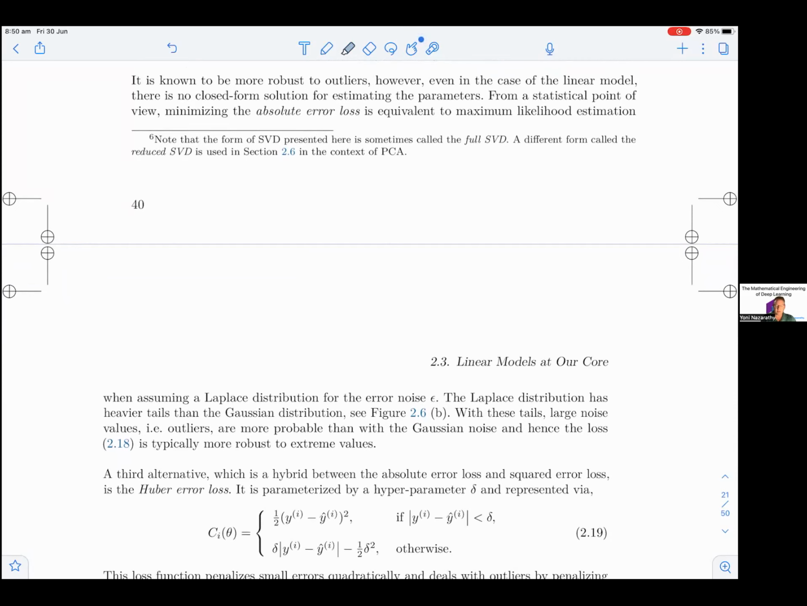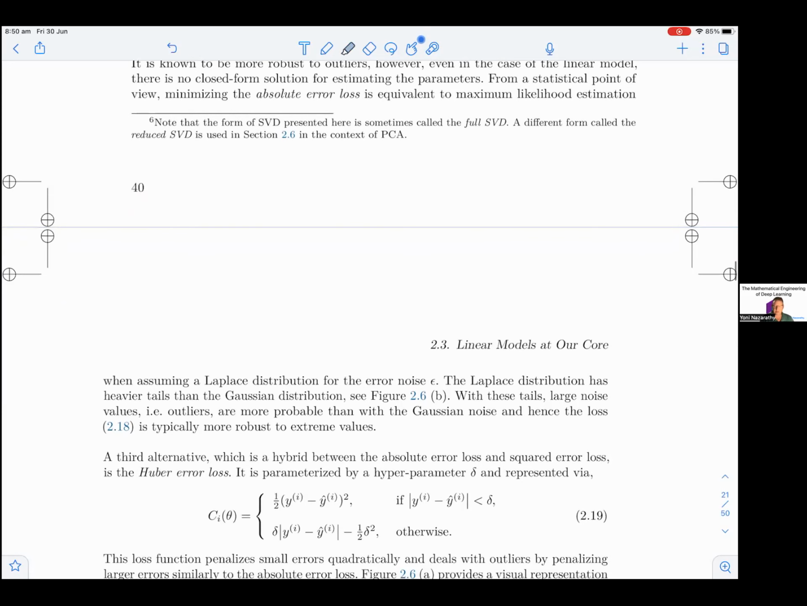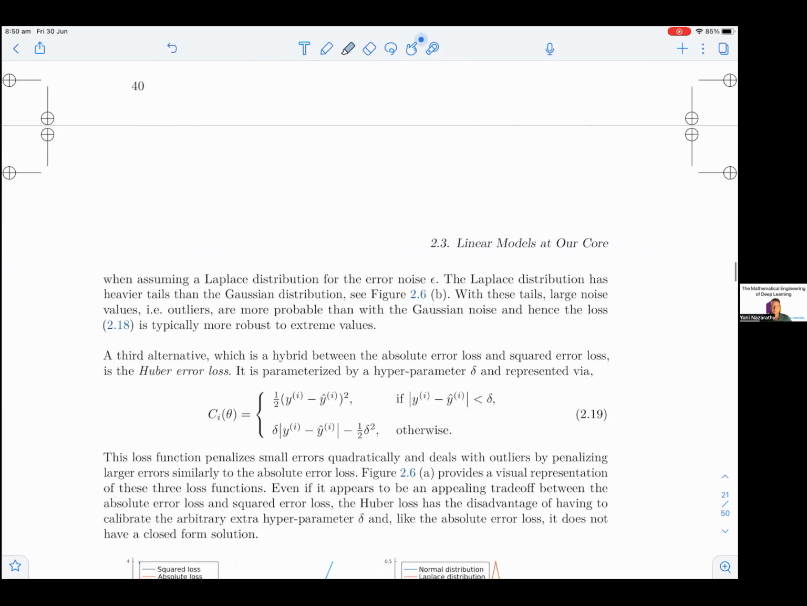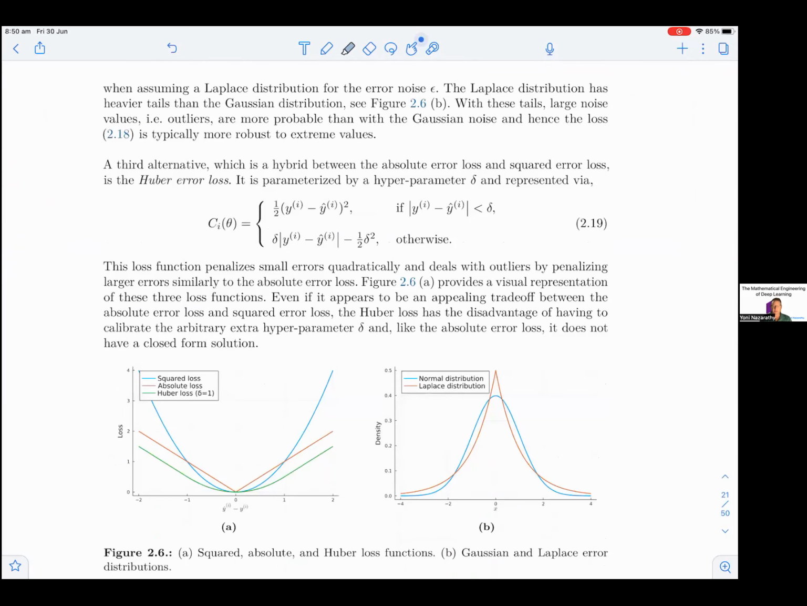From a statistical point of view, minimizing the absolute error loss is equivalent to maximum likelihood estimation when assuming a Laplace distribution for the error noise epsilon. The Laplace distribution has heavier tails than the Gaussian distribution. So see figure 2.16b, where you have the normal distribution, a standard normal for the error epsilon, or the Laplace distribution.